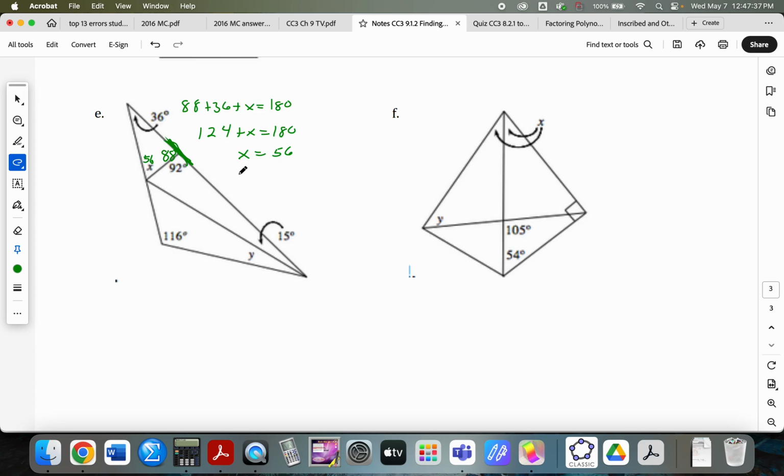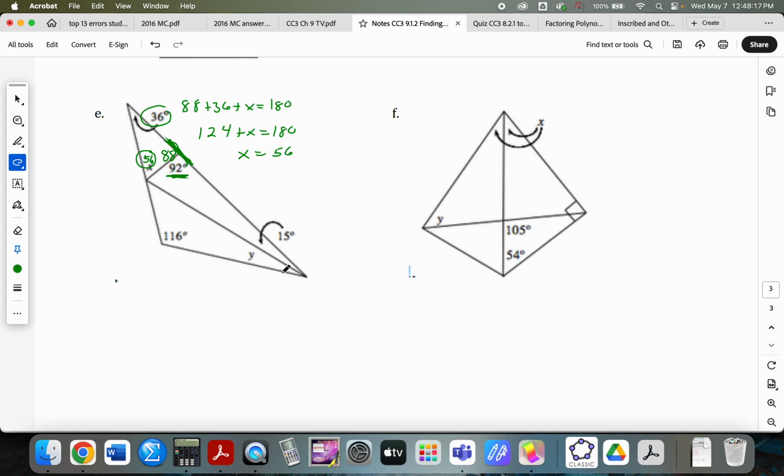Just something that is interesting to note. It's not something you have to know for this class, for this unit, but it'll come up when you take geometry. Notice, what's 36 plus 56? It always works out that way when you have this angle outside of the circle, that if you add the two angles that are not right next to it together, you get this. It always works that way.